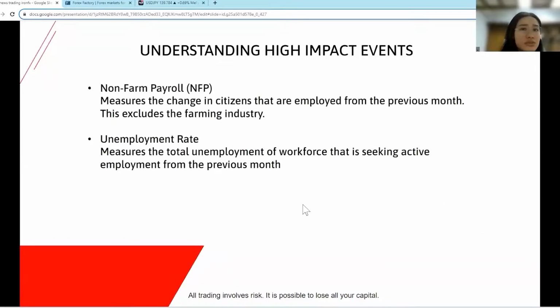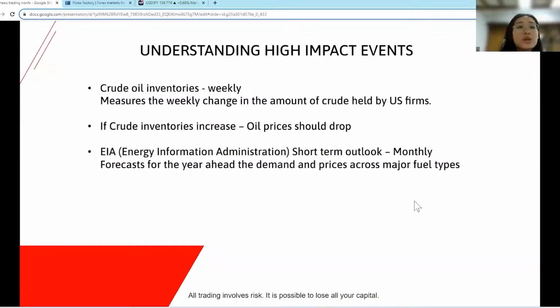Okay, we have briefly talked about this already, but unemployment rate as well measures the total unemployment of workforce that is seeking active employment from the previous month. Okay, crude oil inventories measures the weekly change in the amount of crude that's held by US firms. Now, if the crude inventories increase, then we can expect oil prices to drop. And the EIA short-term outlook is the monthly forecast for the year ahead, the demand and prices across major fuel types.